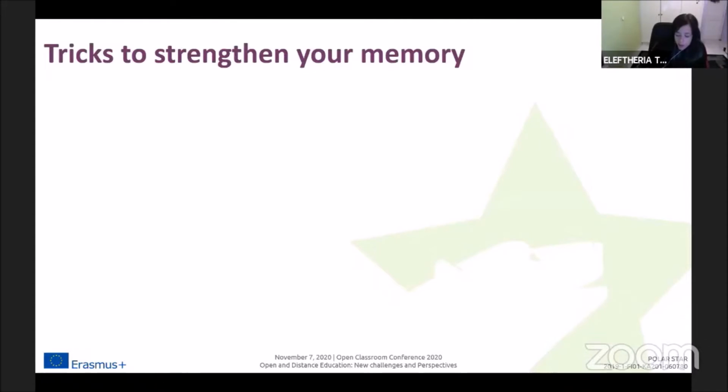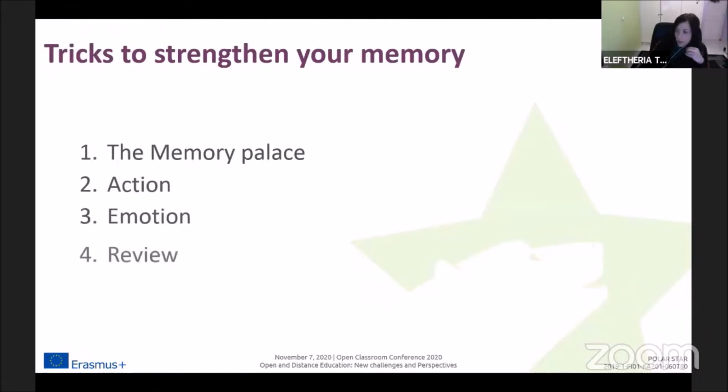So there's this trick, this method that Cicero used, and it has four steps. One is called the memory palace. The second step is about action. The third step is about emotion, and the fourth step is about review.